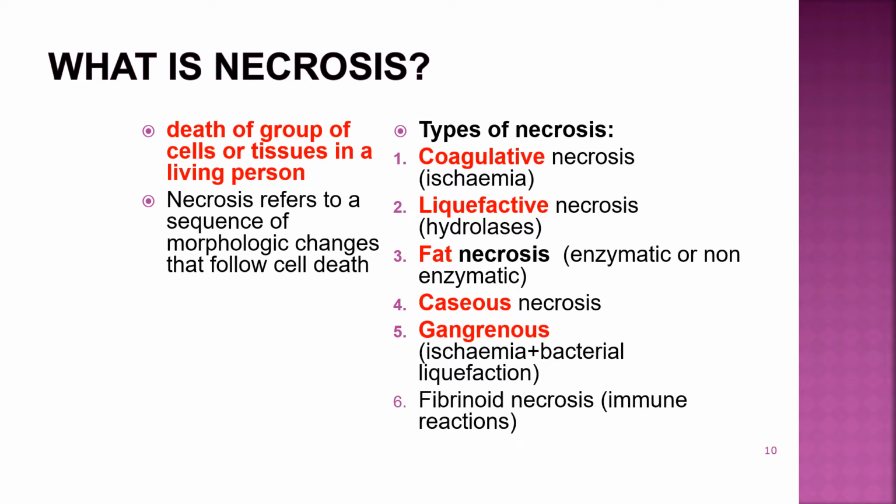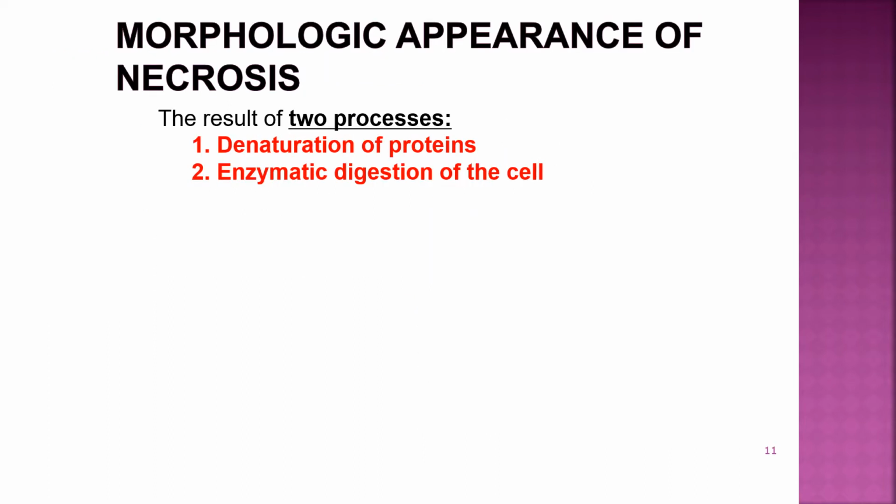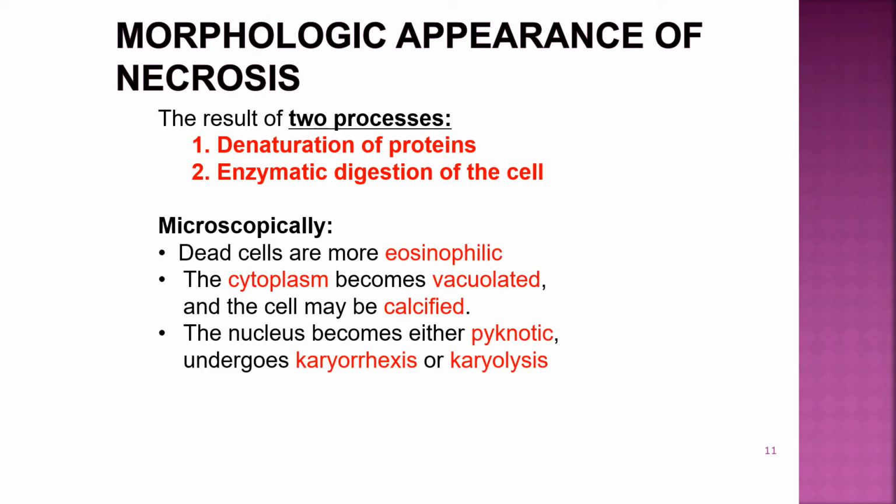The morphologic appearance of necrosis is a result of 2 processes: denaturation of proteins and enzymatic digestion of the cell, and it can be either one or both of these processes together. Microscopically, dead cells are more eosinophilic. The cytoplasm becomes vacuolated and the cell may become calcified. The nucleus becomes either pycnotic, karyorectic, or undergo karyolysis.